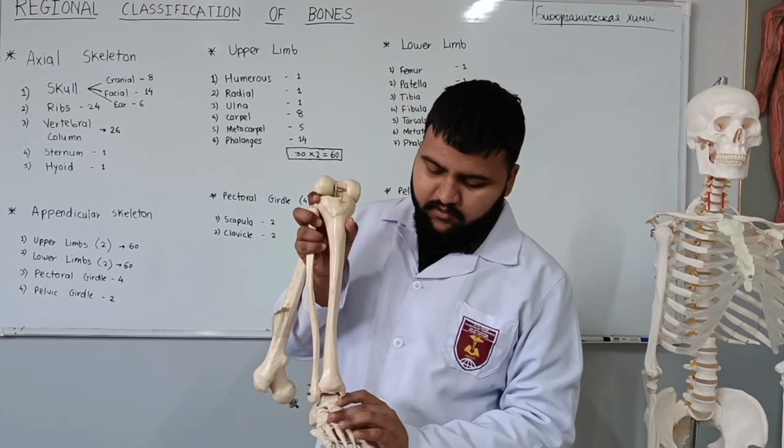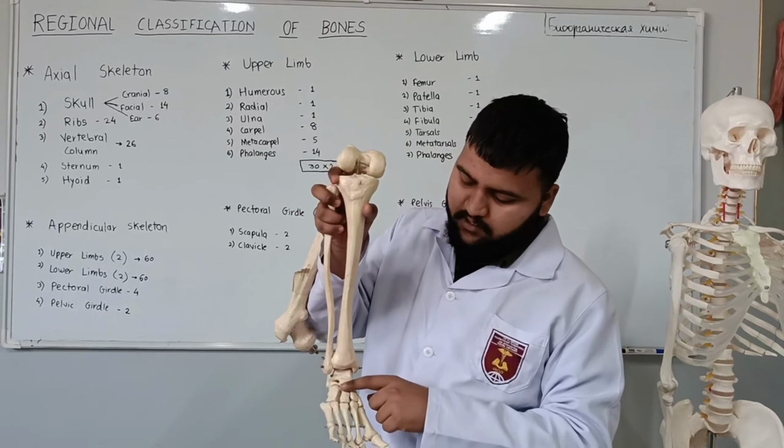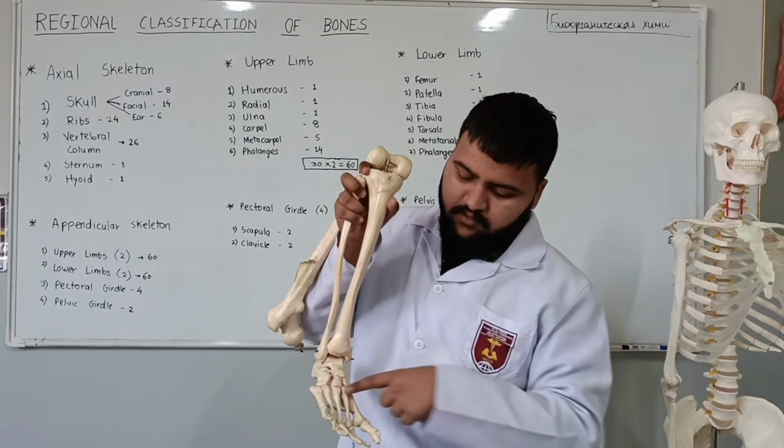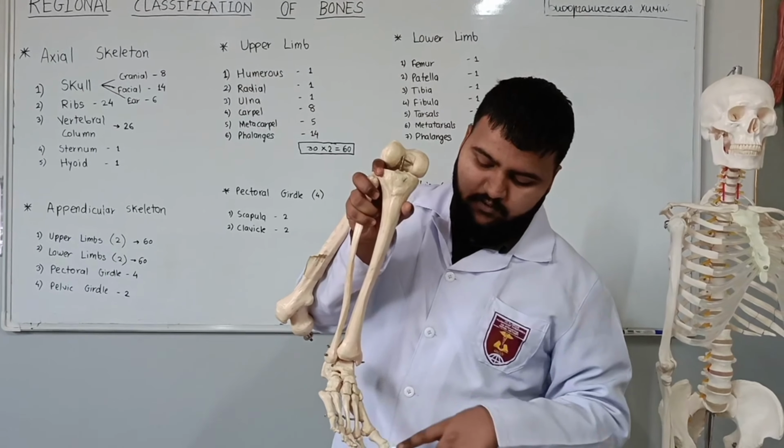There are 7 tarsals, as you can see here. These are the 7 tarsals in our body. These are the 5 metatarsals, and these are the 14 phalanges down there.